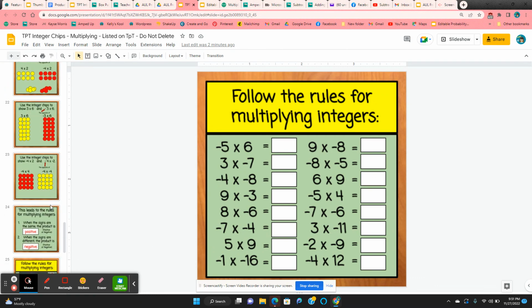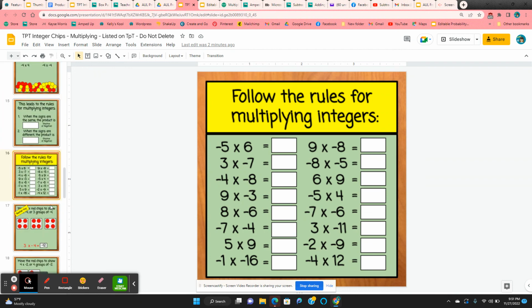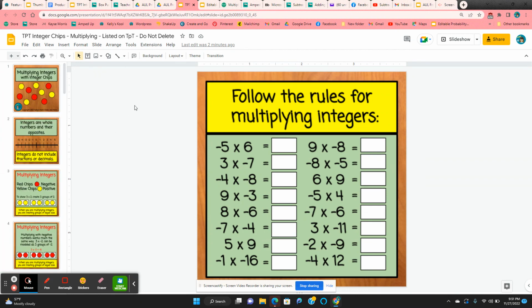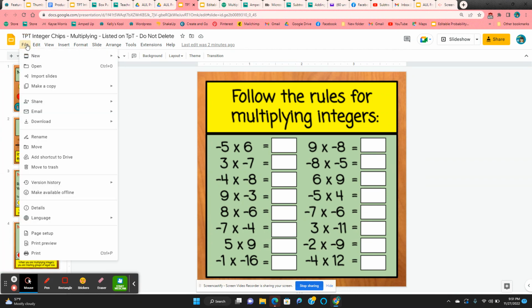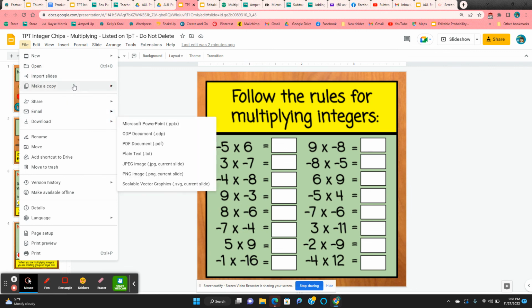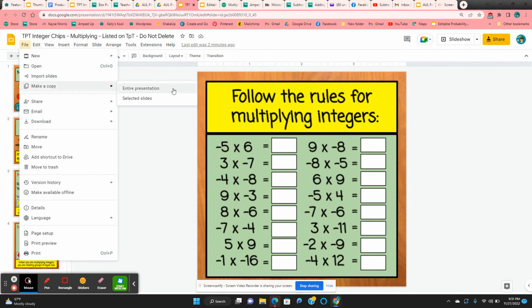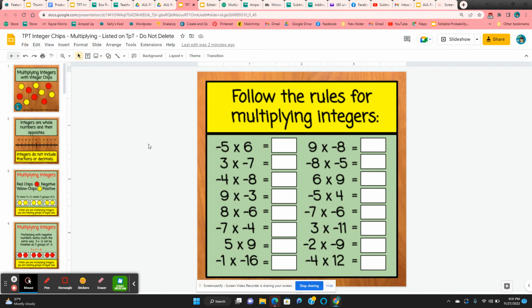Now, all of the completed slides are on here for the teacher. So if you want to make a copy for the students, just come up to File and make a copy of the entire presentation. And that way, in the student copy, you can just delete all of the completed slides.